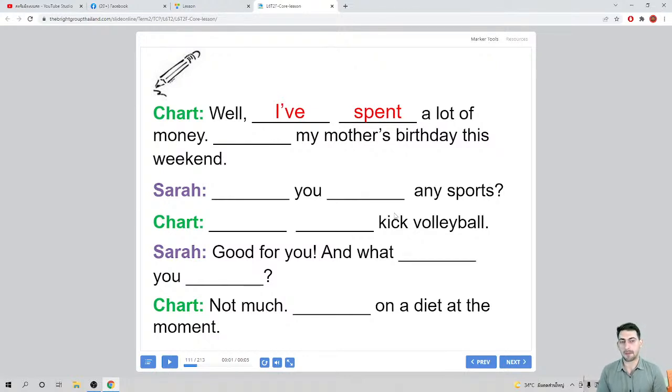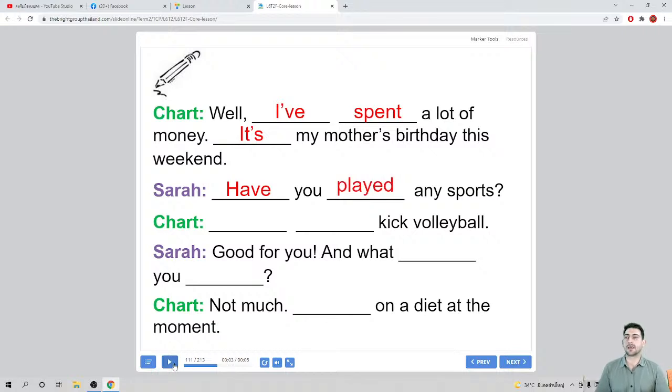Well, I've spent a lot of money. When? We don't know when. We just know that this is what he has done recently. It's my mother's birthday this weekend.